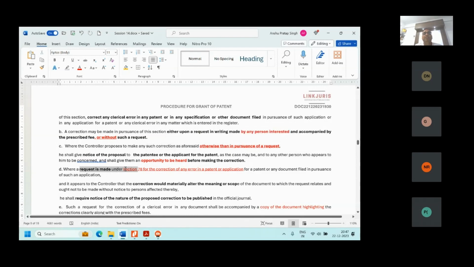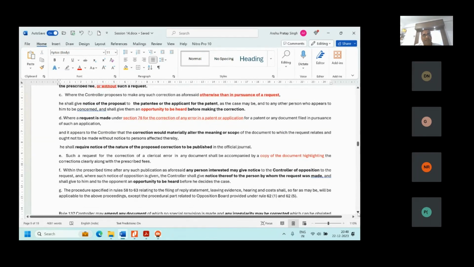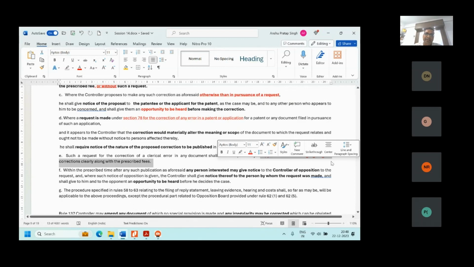Where a request is made, and the Controller thinks that the correction will materially alter the scope of the document to which the request relates and ought not to be made without notice to the person affected, then he will send the notice. Notice of the nature of the proposed correction will be published in the official journal, so that everyone is notified that this is being made and people who may be affected know. If you are going for a request, then the request should have a copy of the document highlighting the correction clearly, plus the prescribed fee.